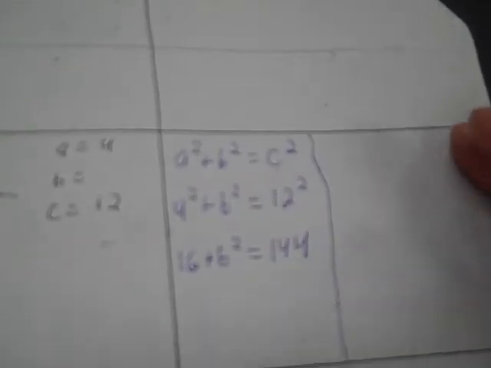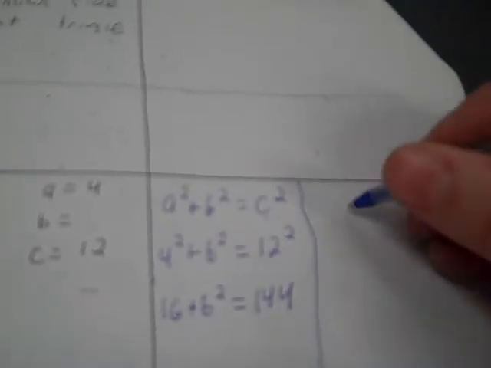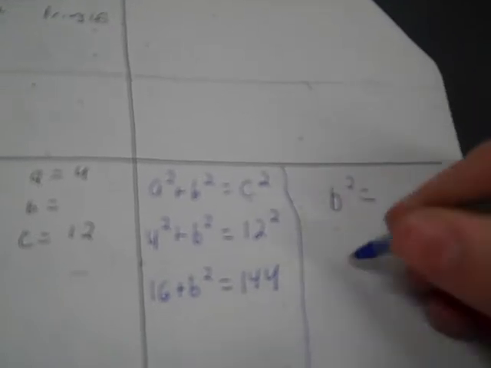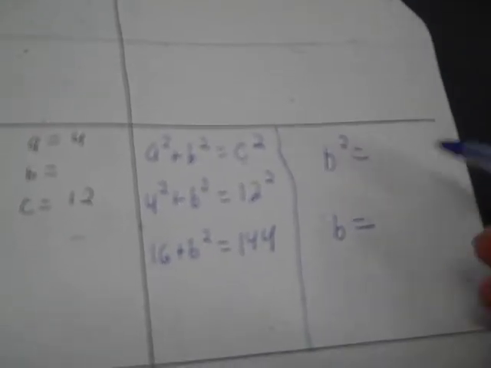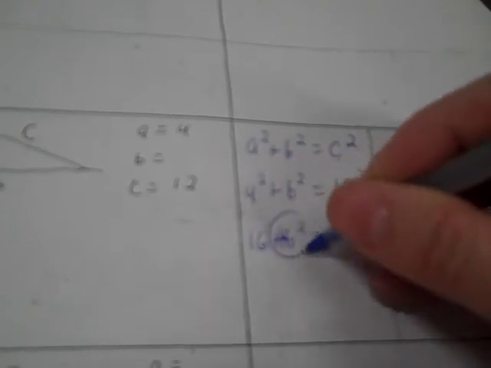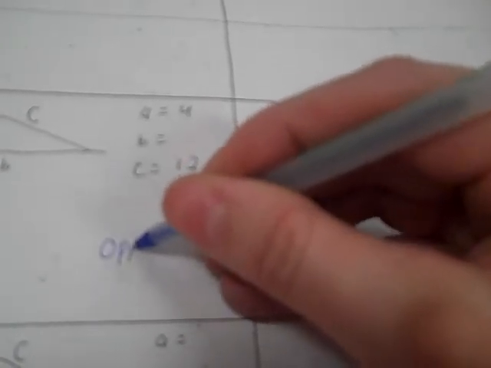Okay, so now I have to solve for b. So this is a b to the second equals, and then a b equals, okay? So I put a 1 in front of the b and dot it and circle it. Now that leaves me with these two numbers outside. This is where my equals is at, and those are on opposite sides. So if they're on opposite sides, I need to minus.